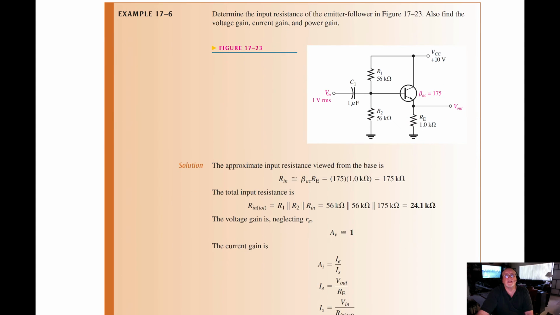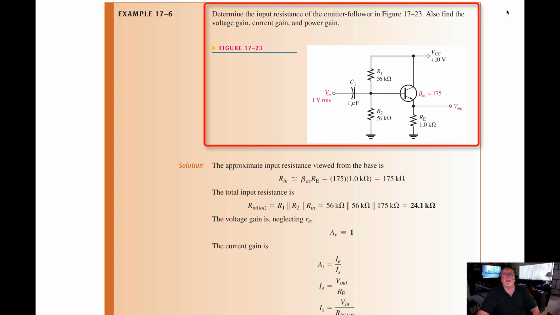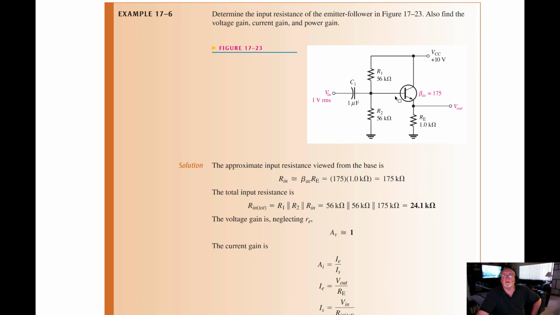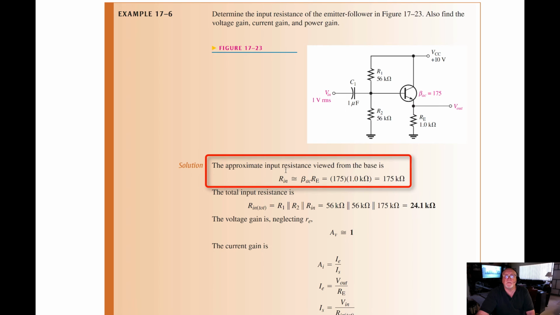So let's take a look at an example. They want us to determine the input resistance of the emitter follower. Also find the voltage gain, current gain, and power gain. So we did some of these before. There's our emitter follower circuit, common collector. The approximate input resistance viewed from the base, R in, is equal to beta AC times the value of Re, which gives us 175 k ohms.